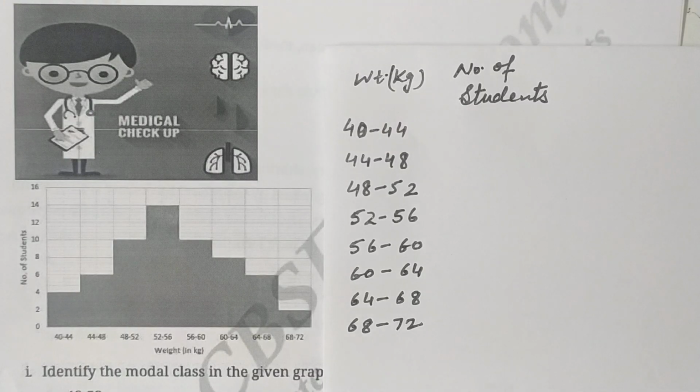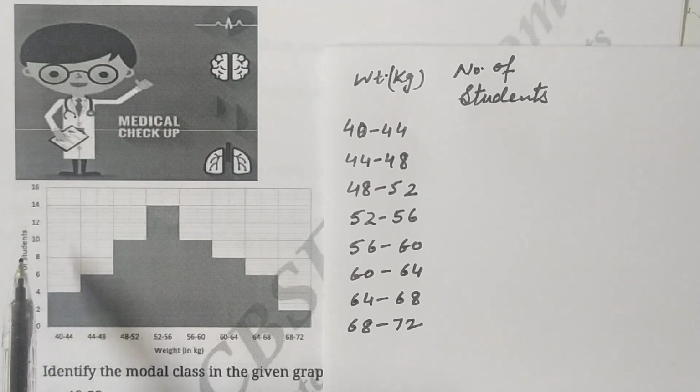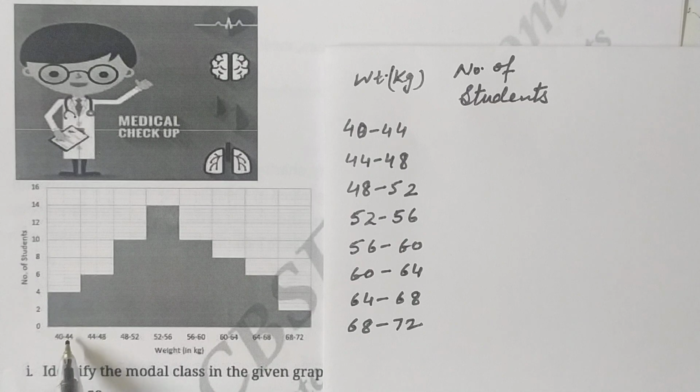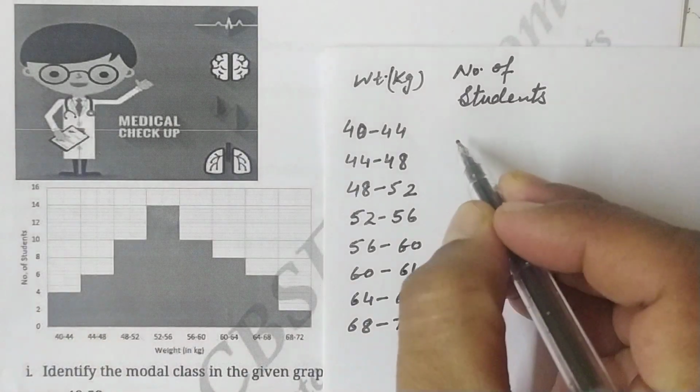So in this question there are 60 students and their BMI report is given in the graph. So let's see what is in the report. Here, on the x-axis is weight given in kilograms, and on the y-axis the number of students is given. So 40 to 44 kilogram weight is of 4 students here. So I am writing here 4.